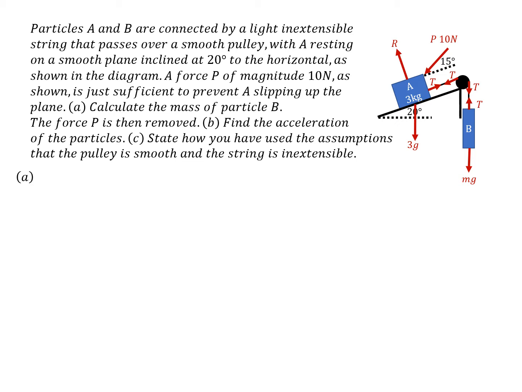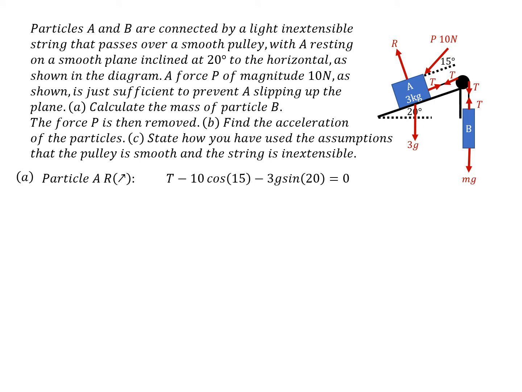So for part A, we're trying to calculate the mass of particle B. The system is in equilibrium. There's no friction because the plane is smooth. And so what I'm going to do is resolve parallel to the plane for particle A. When I do that, I've got three forces that have a component parallel to the plane. We've got this T here, we've got a component of this force here parallel to the plane, and we've got a component of this force here parallel to the plane.